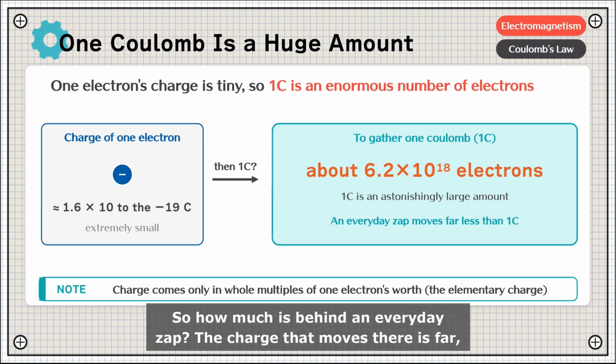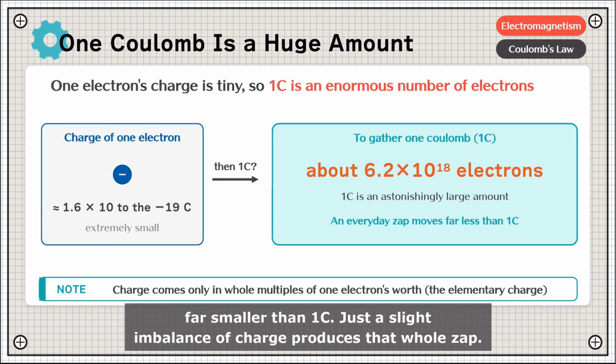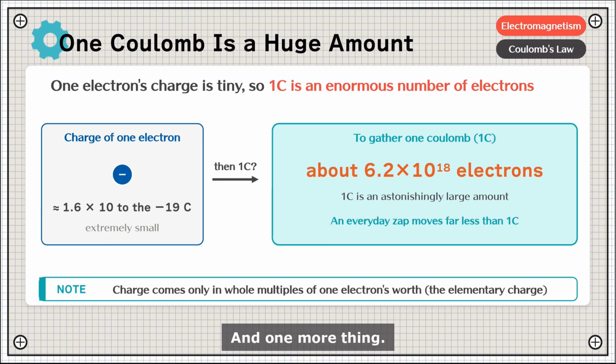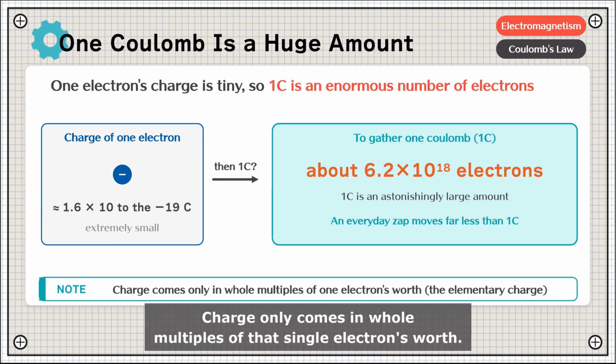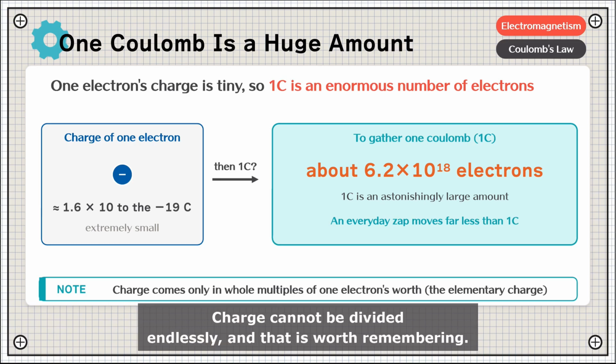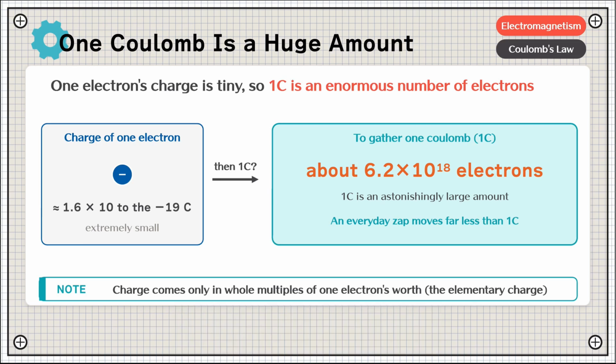So how much is behind an everyday zap? The charge that moves there is far smaller than 1 Coulomb. Just a slight imbalance of charge produces that whole zap. And one more thing, charge only comes in whole multiples of that single electron's worth. Charge cannot be divided endlessly, and that is worth remembering.